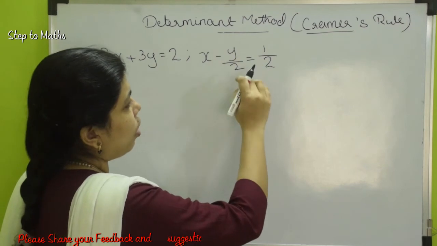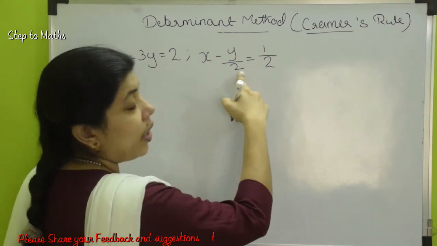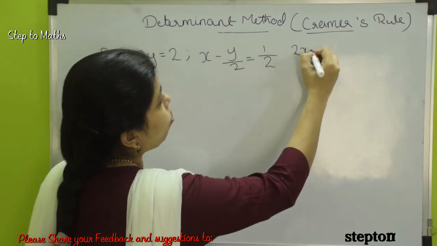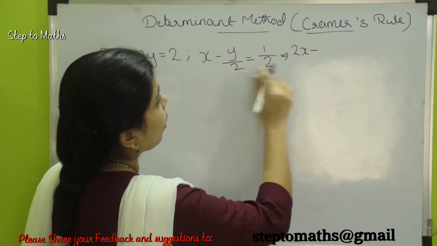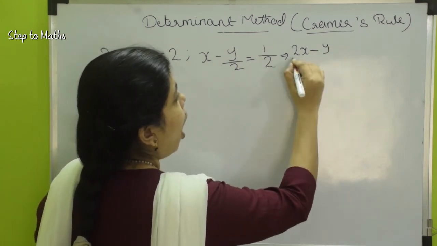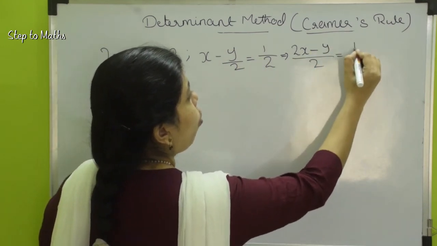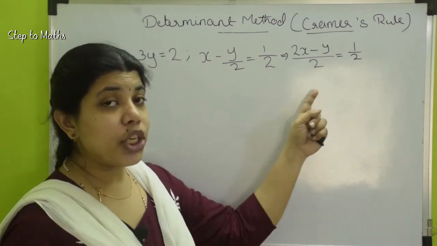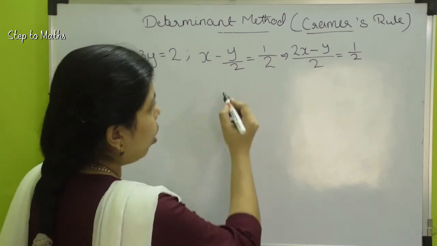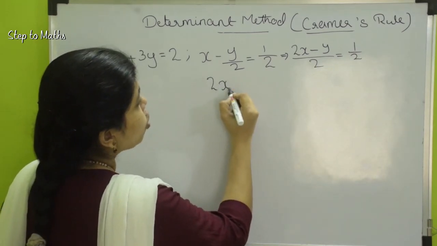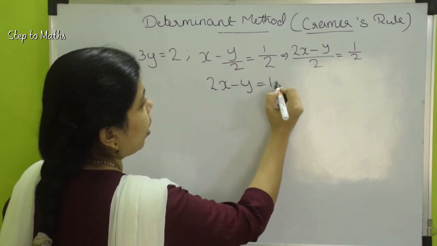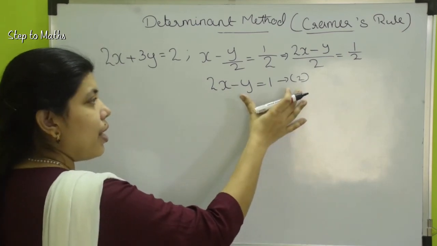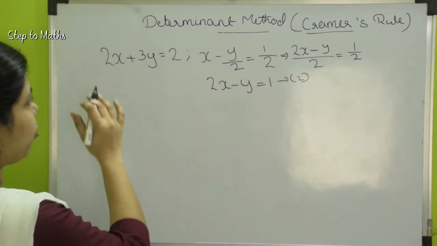To change the fractional form, if you take this 2 as common denominator, this becomes 2x minus y upon 2 is equal to 1 upon 2. If we multiply this equation throughout by 2, we can write it as 2x minus y equal to 1. This equation we can consider as the second simultaneous equation. This is the first one.